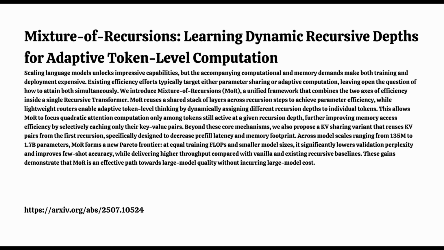Okay, explain Pareto frontier in this context. It means they found a better trade-off point. For the same amount of computational work during training, measured in FLOPs, and often with smaller model sizes, MoR models achieve significantly lower validation perplexity. Lower perplexity means better predictions, right? Right, lower surprise, better predictions.